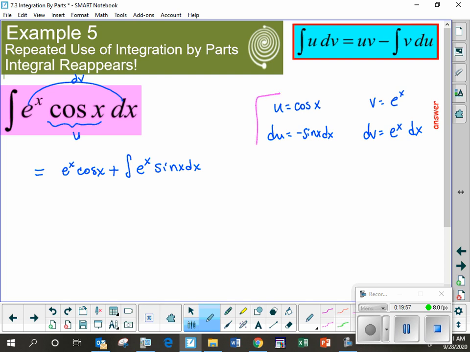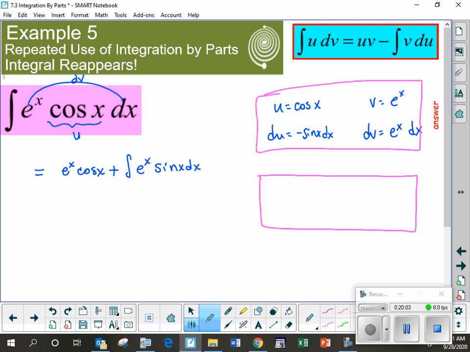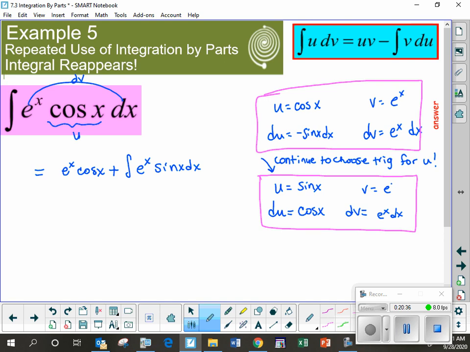Another integration by parts. So if I set my u to be the trig function, you must stick with that same pattern. So du equals cosine x. Continue to choose trig function for u. Okay, that's important. dv will become the e to the x dx. That integral's easy, it's e to the x.